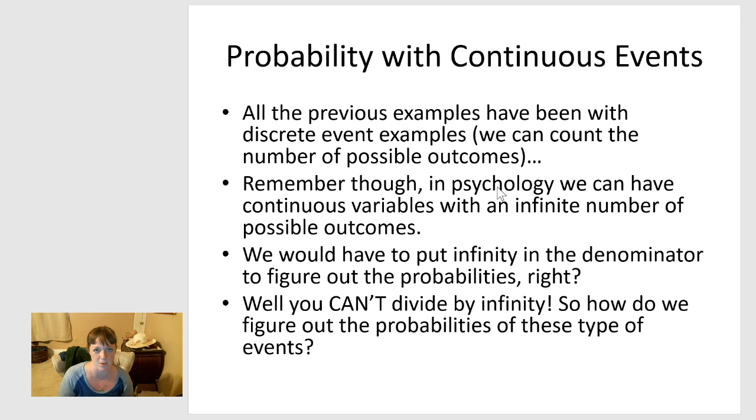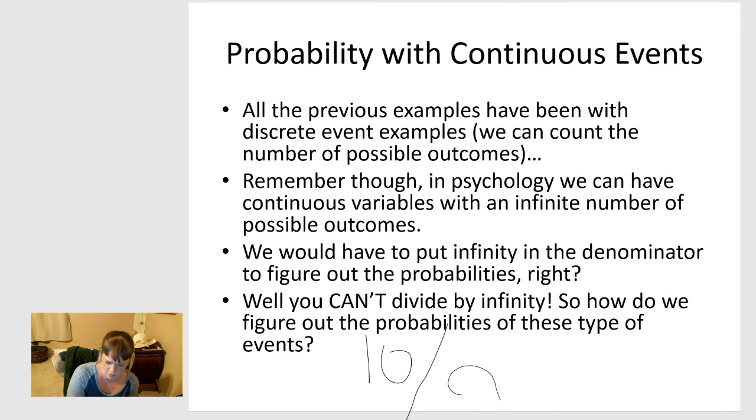Let's take IQ as an example. What's the probability of having an IQ of 115? Well, that's one possible event, so I figure out the number of people with an IQ of 115, but there's an infinite number of possible IQs. Oh, so there's infinity? So let's say it's 10 people with IQs of 115, but there's an infinite number of possible IQs. You may not know this, but you can't divide by infinity. Oh, okay. So how am I going to figure out a probability like this?